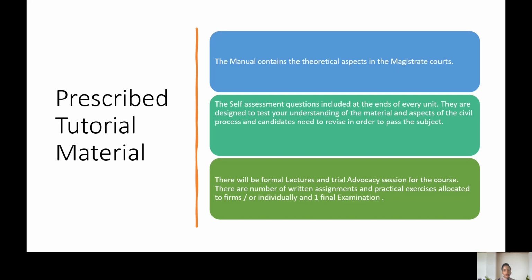The prescribed tutorial material. The manual contains theoretical aspects of the magistrate courts. There are self-assessment questions included at the end of every unit. They're designed to test your understanding of the material and aspects of the civil process, and candidates need to revise in order to pass this course. There will be formal lectures and trial advocacy sessions for the course. There are a number of written assignments and practical exercises allocated to firms or individuals, and there's one final examination.